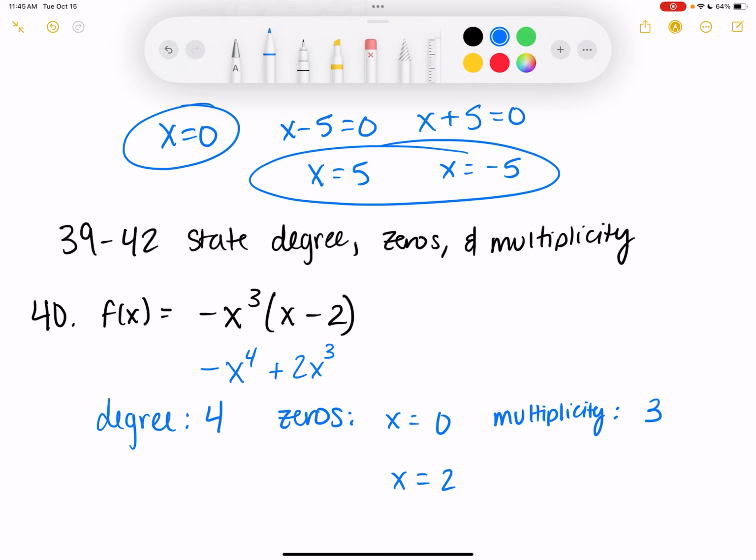So when you state the multiplicity, you need to have it of each zero. You can write it just like this and I'll know what it means, but you need to write it across if you're going to do it like that.